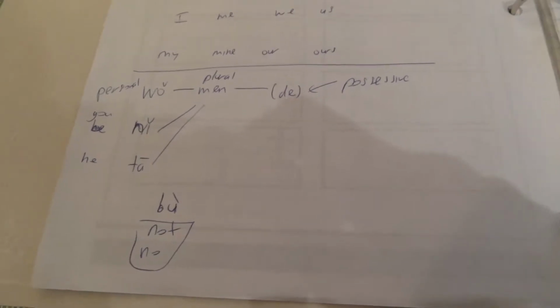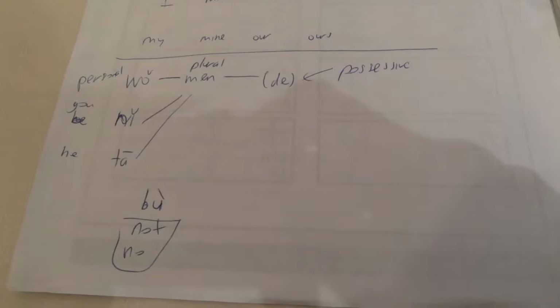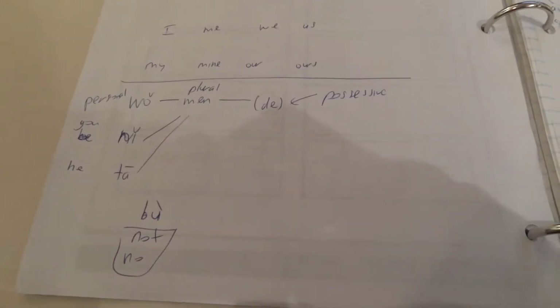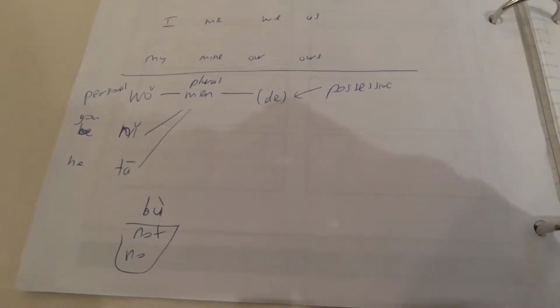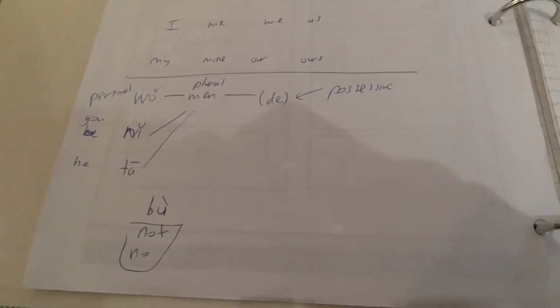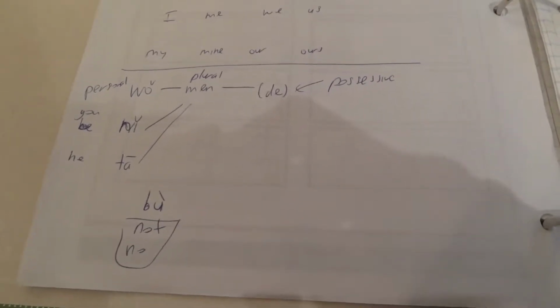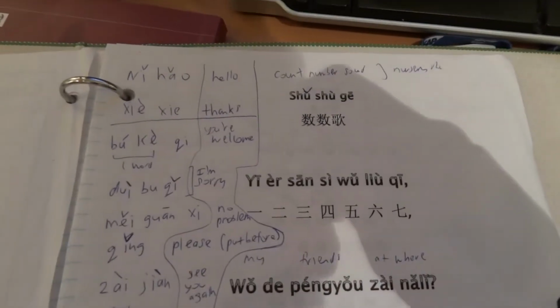And another word that's important is to say no or not. It's bu. So to say I am not well, I'm not good, you can say 我不好. I am not well.